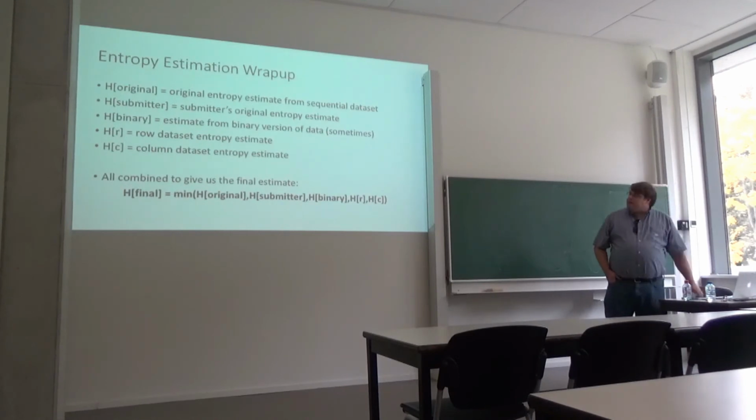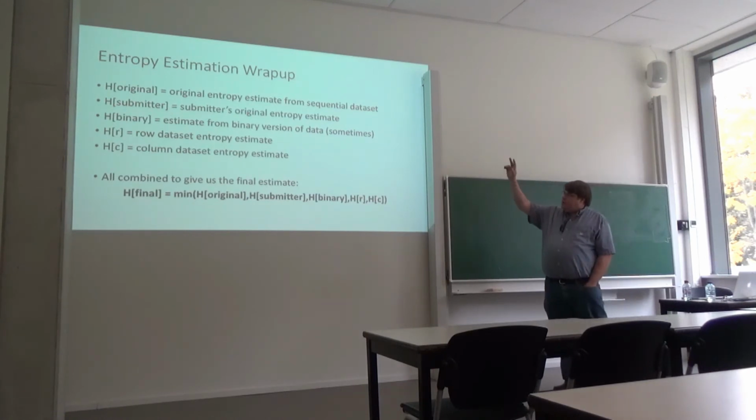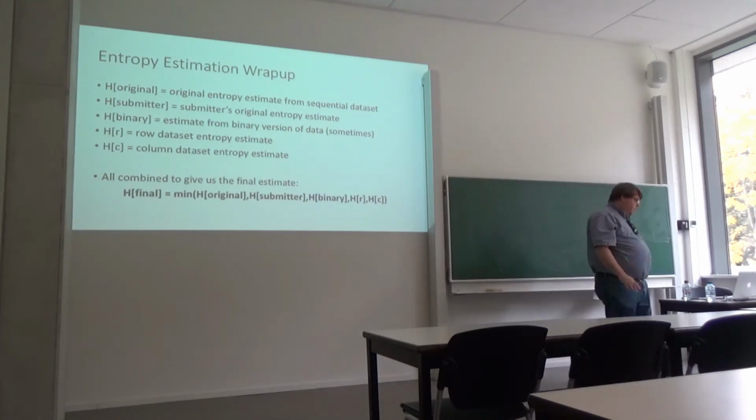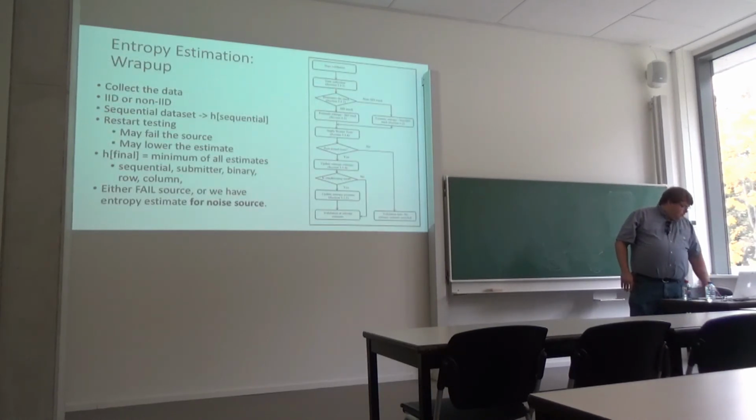So the big picture here is we're doing this original entropy estimate from the sequential database, we're getting the submitter, we're doing the binary estimate, we're doing the row and column, and then we're taking the minimum of everything to try to give us a very conservative, minimal entropy estimate. So that all sounds reasonable, right? And we can fail, right?